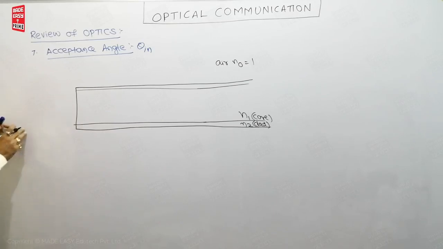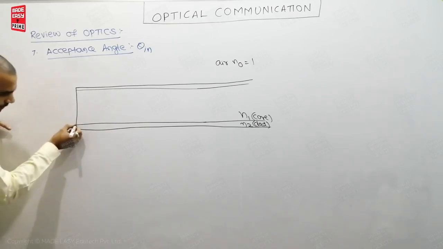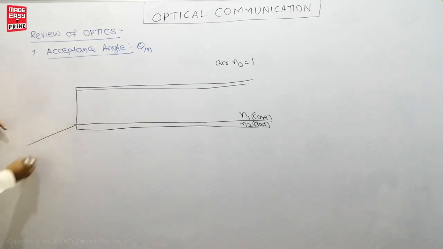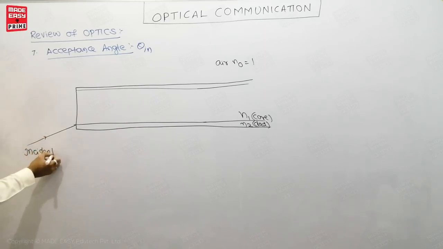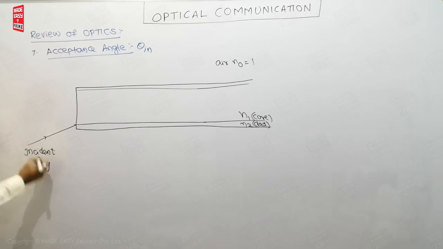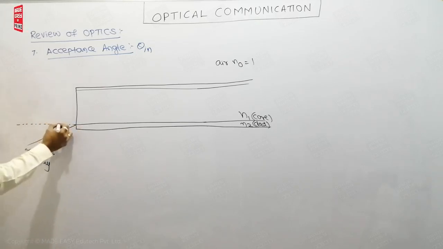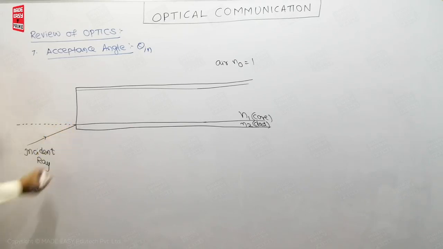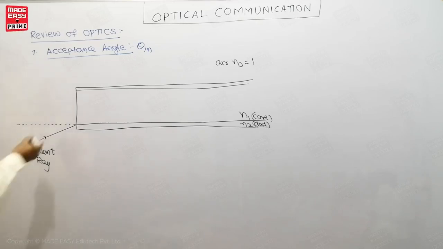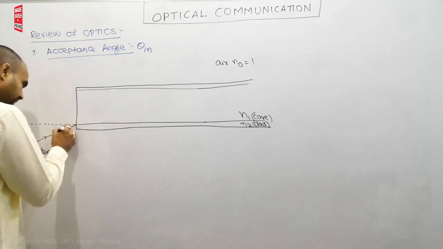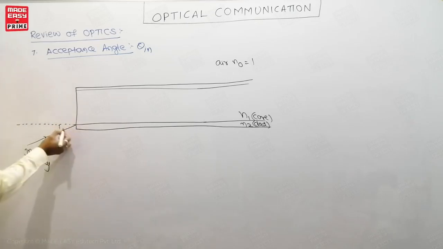Now I am inserting the light here. It is called the incident ray. The line drawn exactly perpendicular to that is called the normal. So this is going to be given as the incident ray.